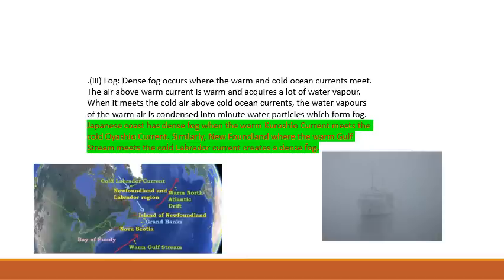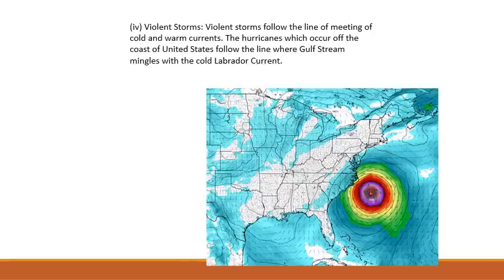So the Japanese coast has dense fog because of the meeting of the warm Kuroshio current and the cold Oyashio current. Similarly, Newfoundland also has dense fog because of the meeting of the warm Gulf Stream and the cold Labrador current. So I have highlighted this in the slide. As you can see, you must learn which current, the effects of these ocean currents specifically.